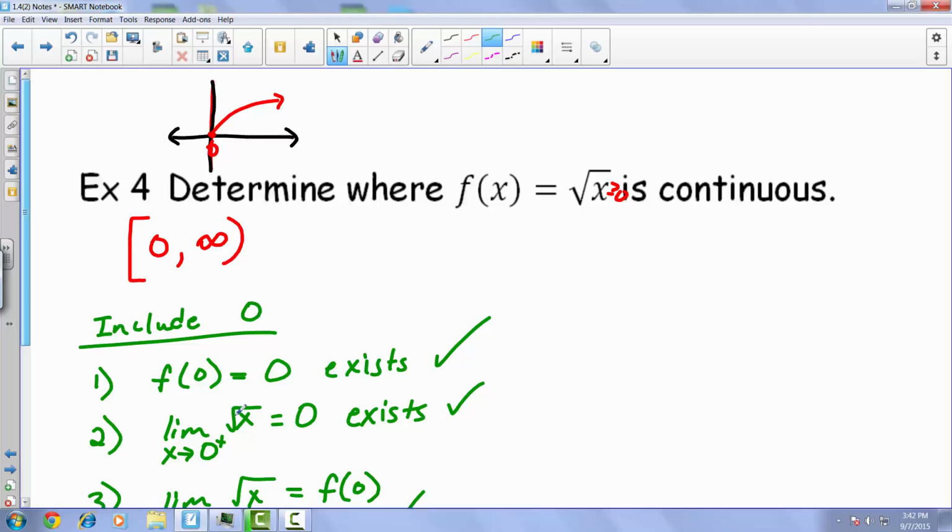All right. So again, that is example 4. This would be our final answer. Again, that is example 4 from our 1.4 number 2 set of notes.